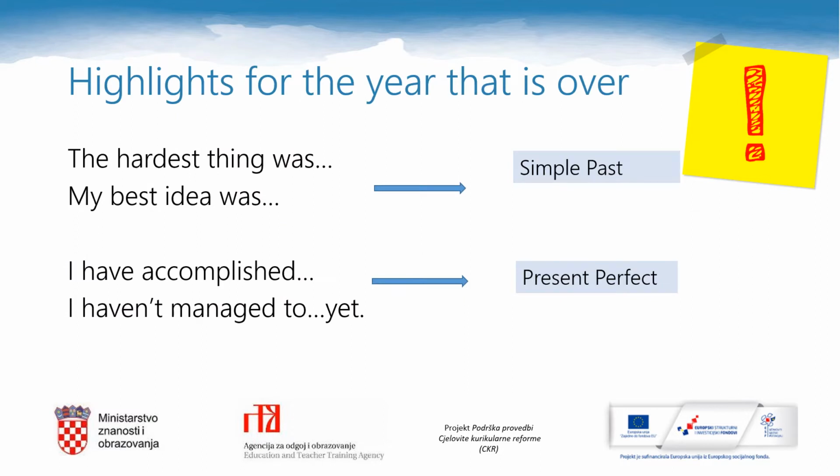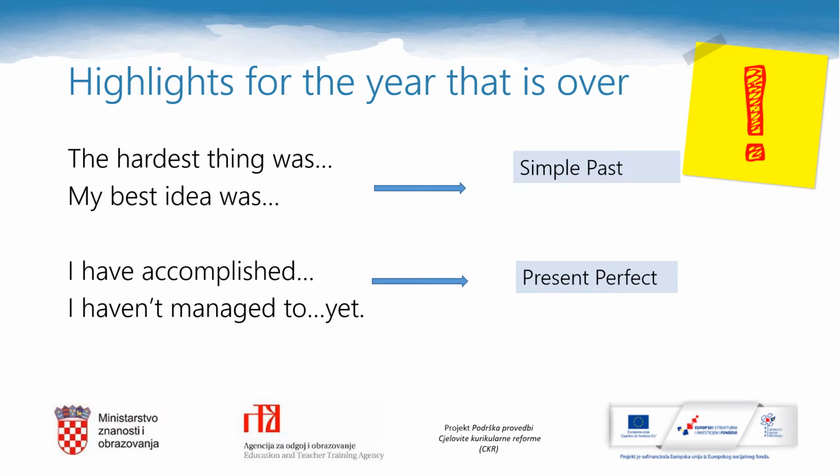What were the highlights of the year that is over for you? What was the hardest thing? What was your best idea in the last year? When you talk about the year that is over, you use the simple past. Why the simple past? Because you talk about the ideas, the events, the things that happened in the past and stay in the past. And then you can talk about your accomplishments, your successes and failures.